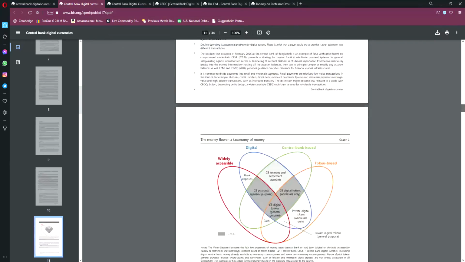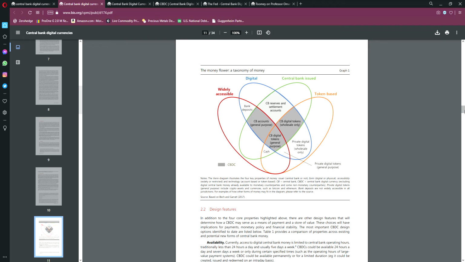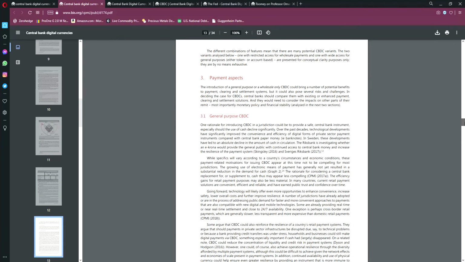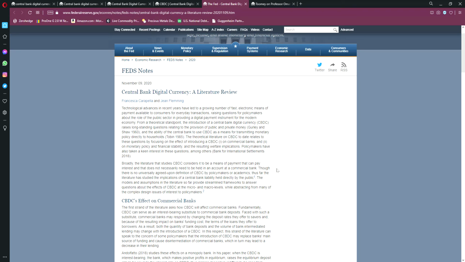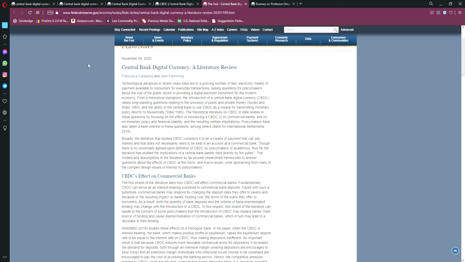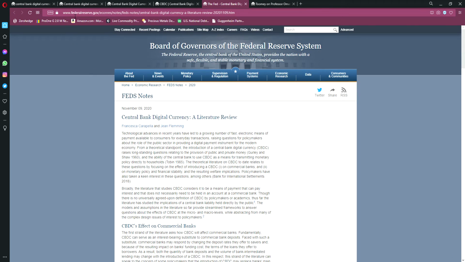So let's go to the money flower. You see here where they're just showing you this, right? And I just thought it was interesting that they're studying this basically based on one another or based on crypto. And so now let me draw your attention to federalreserve.gov.